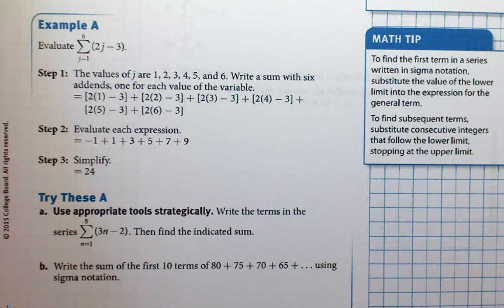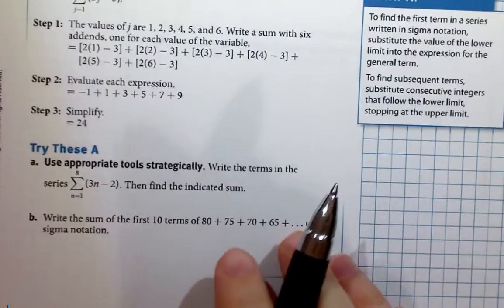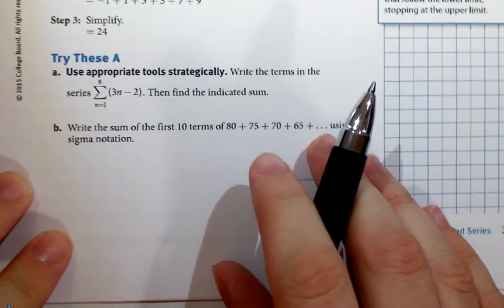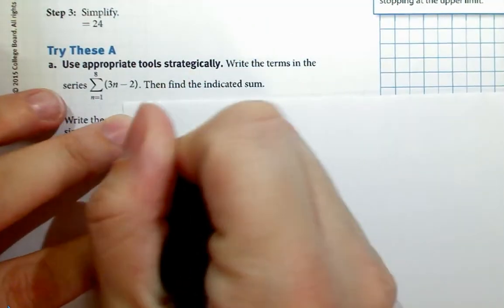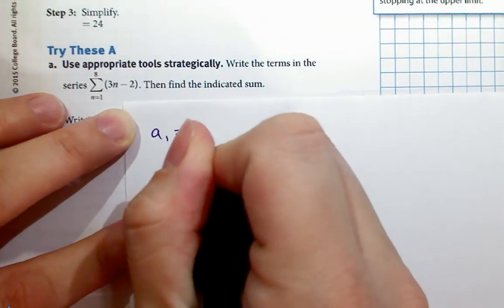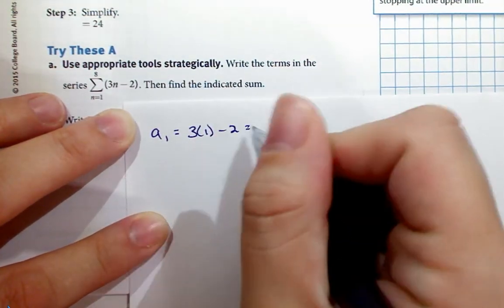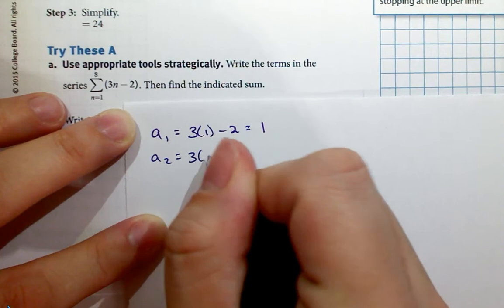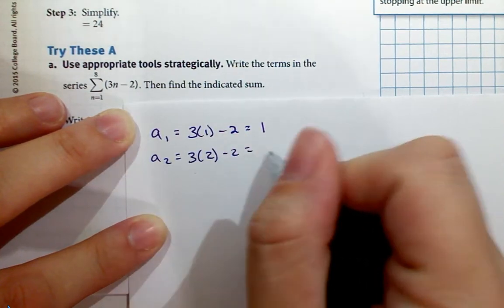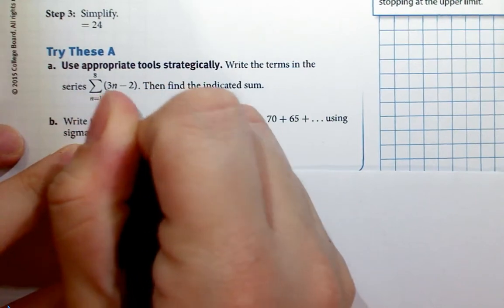So let's just kind of jump into a problem and see how it looks. So down here on try these, so part A, we're going to write the terms in the series. So in order to do this, remember a series is when you add the terms. So we're going to start by plugging 1 in, and I'm going to show you this on another sheet of paper so we can kind of see the process that my brain is going through. So when I'm doing this, I'm saying, okay, the first term is 3 times 1 minus 2. So 3 times 1 minus 2, that's 1. The second term is 3 times 2 minus 2. So 6 minus 2 is 4. So when we're writing this, we're going to have 1 plus 4.